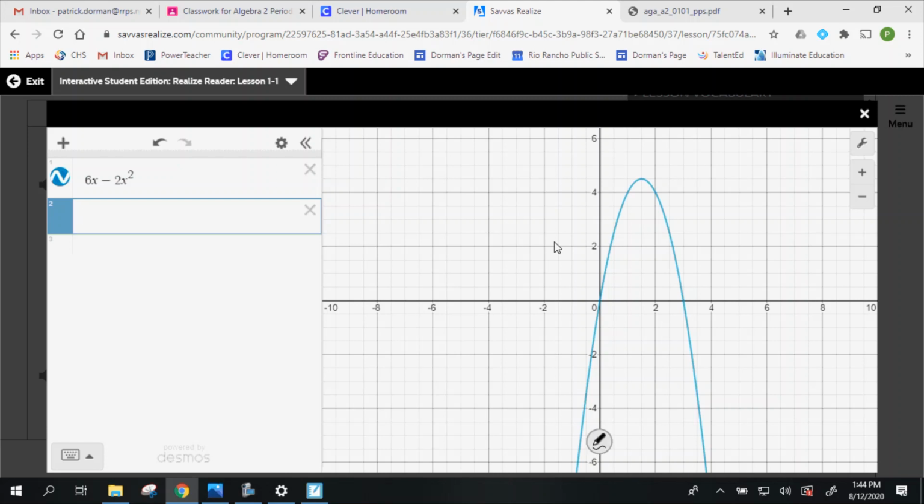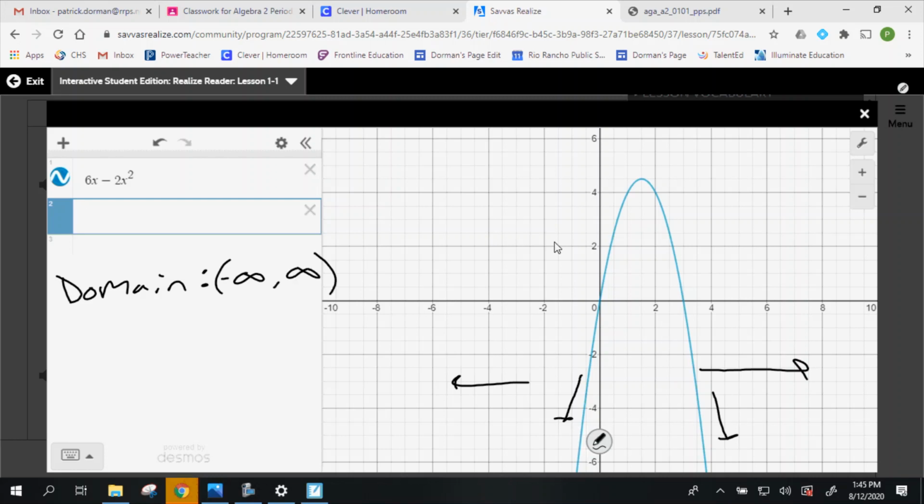All right, so again, imagine this piece, right? As we go in this direction, it just keeps getting more and more negative, right? As we go out this way, this is also just going to keep getting more and more negative. And it doesn't look like it stops, right? So as far as our domain goes, it looks like we have the same situation, right? Our domain is going to go from negative infinity to positive infinity.